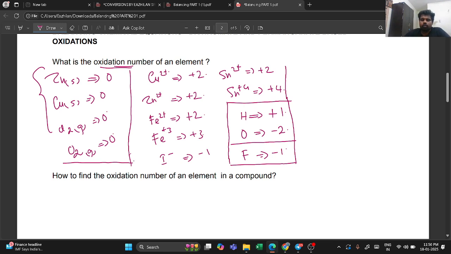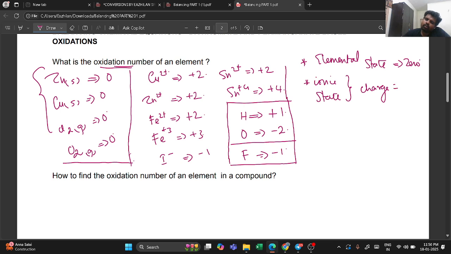Two things alone you remember. One, in elemental state, it is 0. Then for ionic state, the charge is equal to the oxidation number. Some common examples I have given you, you can just have an idea about them.